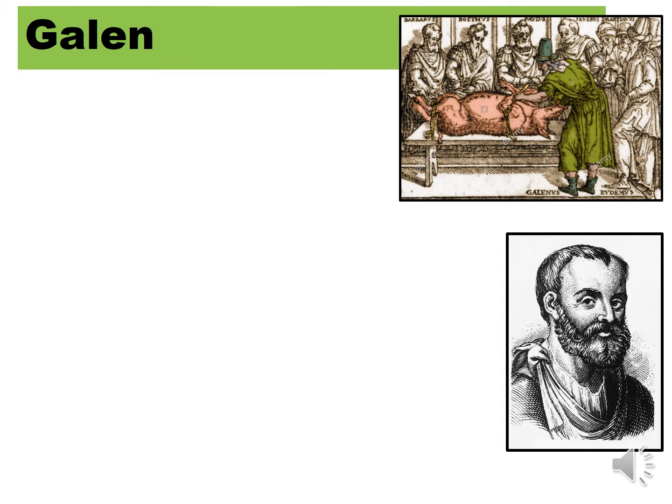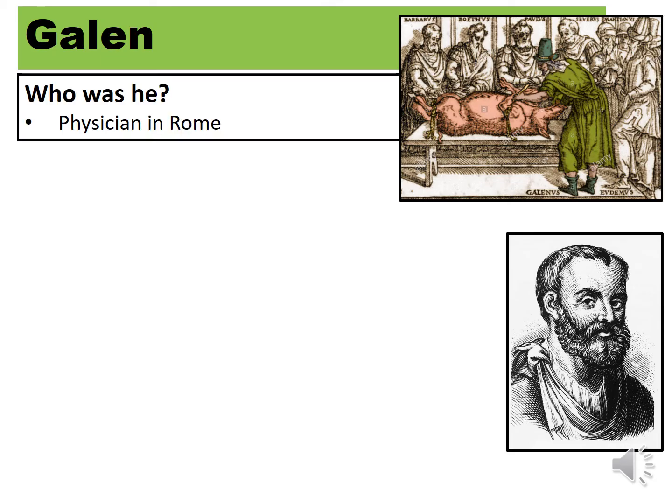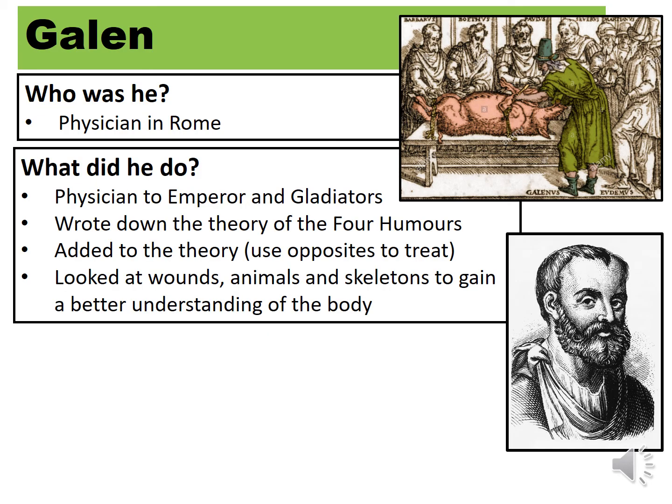Next key figure is then Galen. So Galen and Hippocrates have a lot in common. Galen is actually Greek, but he's more famous in ancient Rome. He was a doctor to one of the emperors, and he also was a physician to the gladiators who would have been fighting each other in the Colosseums and places like that.